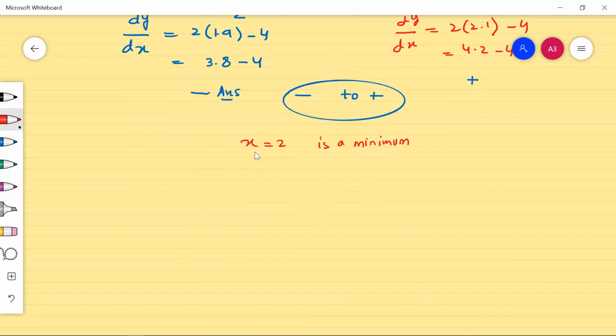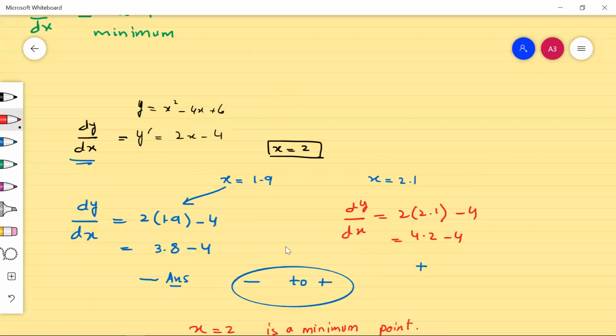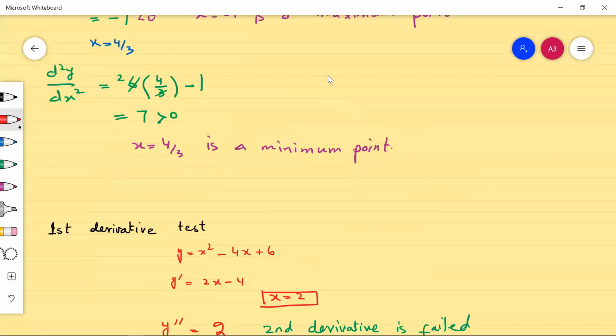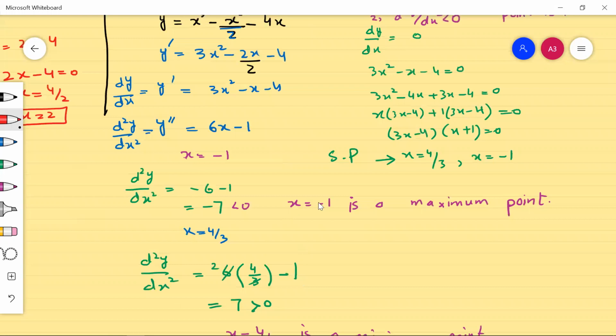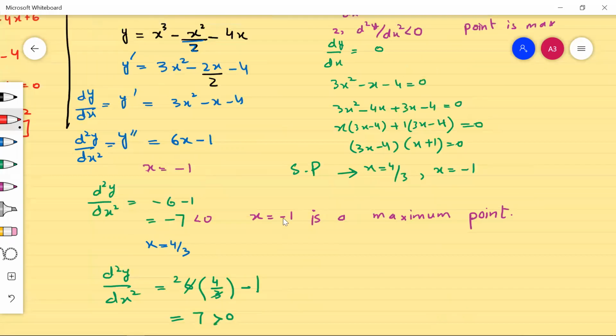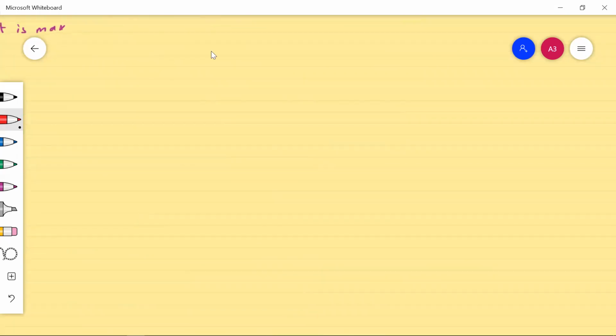This is just one coordinate. If you want to find the second coordinate, the value of y, just put this value into the original function. So this is the minimum point. For the question above, which we solved with the second derivative test, you can also check using the first derivative test, because here we have 2 points. Let me write those down: x is equal to 4 by 3 and x is equal to minus 1.